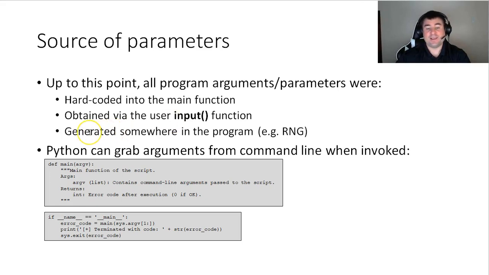And finally, in games like Rock, Paper, Scissors, Lizard, Spock, and Guess the Number, we saw that some arguments, for example, those random numbers, could be generated with what's called the random number generator, or abbreviated RNG.